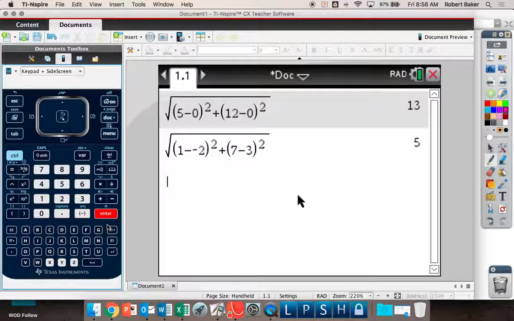Actually, do you want to simplify? Yeah, it needs to simplify to a decimal. I don't want any radicals. The square root of 25 is not the answer. There's still more math that can occur there. Okay?